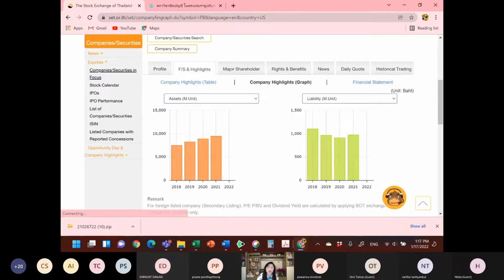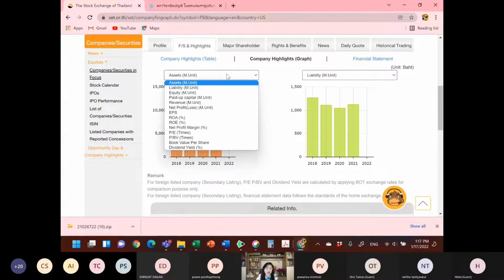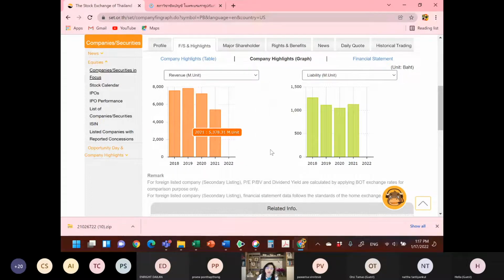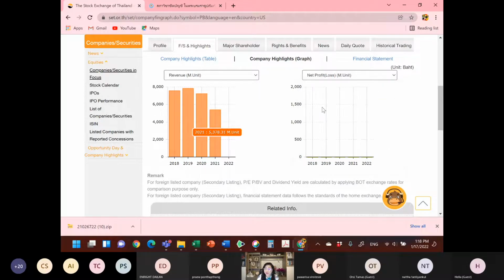If you want to see the information in graphs, you can also click here. When you click here, you can choose what you want to see. For example, you want to know the revenue of the company for the past 5 years, and then you also want to see the profit generated by the company for the past 5 years. So you click on that, and you get to see the graph real quick. So this is really convenient.